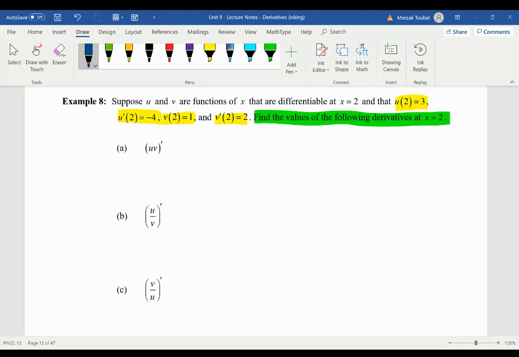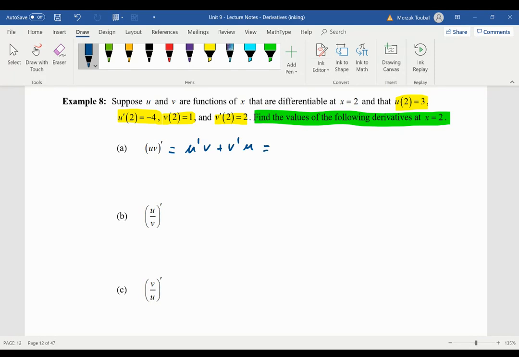Okay, now let's start with part A. Before we look at the data given above, what is the derivative of the product uv? It's u prime times v plus v prime times u. Right? Now, we want the derivative at x equals 2.